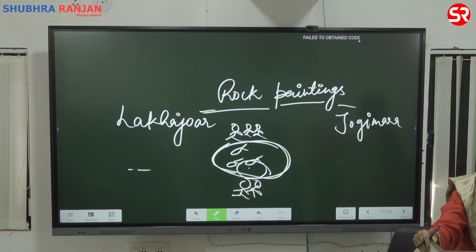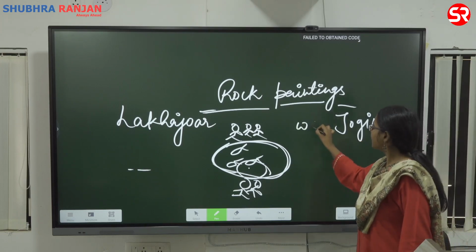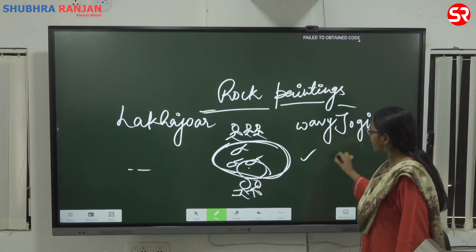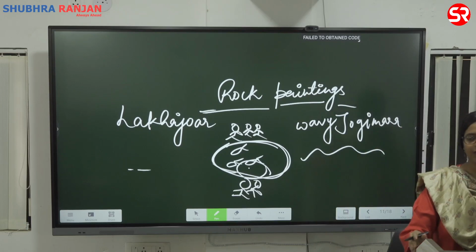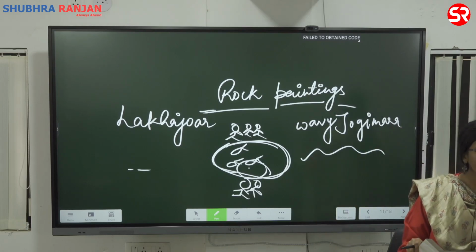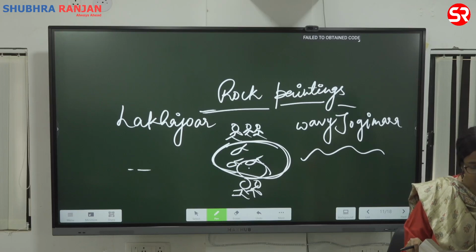They are using straight and wavy lines, W-A-V-Y, waves की तरह ऐसे ऐसे करके बनाया. Straight and wavy lines and making stick-like human figures.